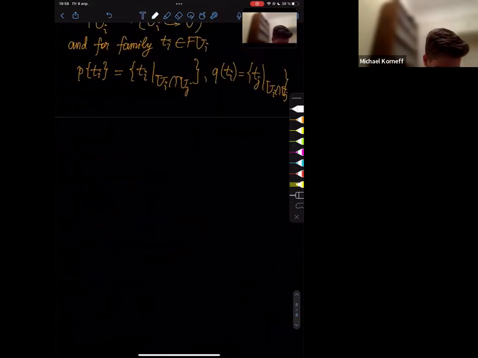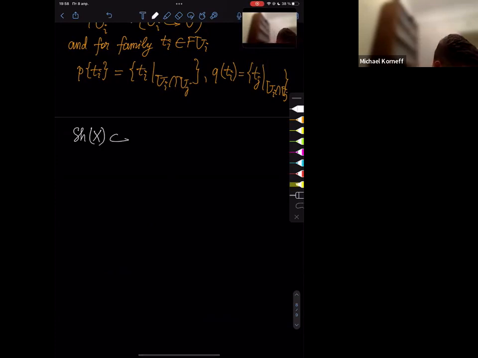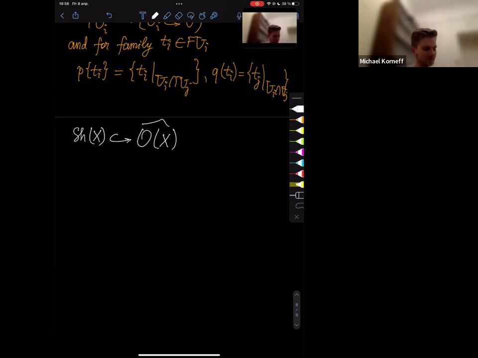Okay, and now we obtained an inclusion from the category of sheaves on X to the category of presheaves on X. It turns out that this inclusion has a left adjoint and we will prove this later.